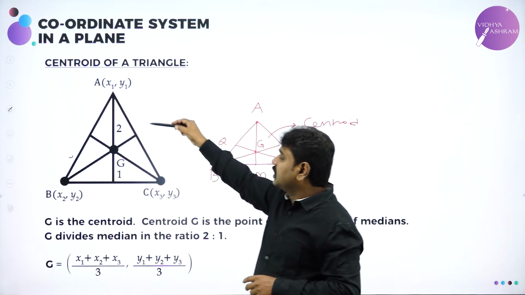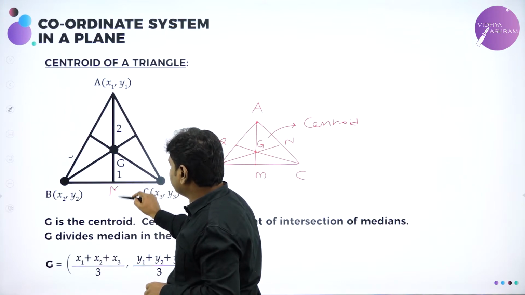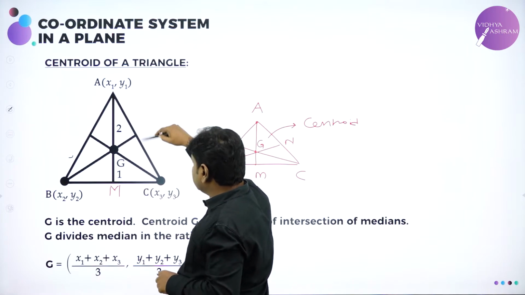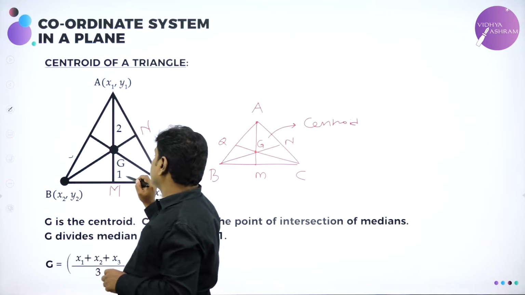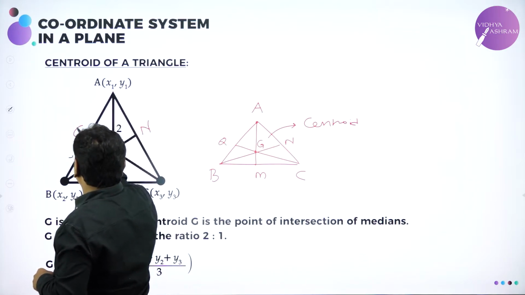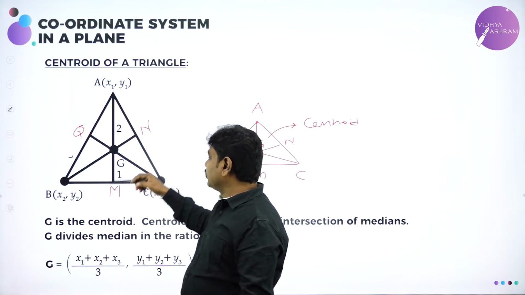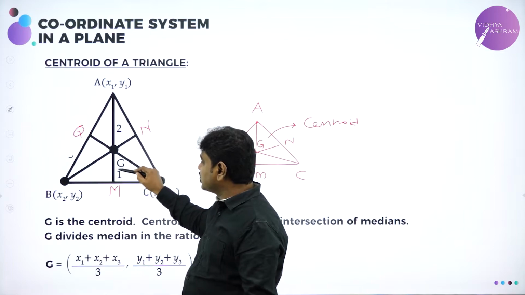So now here A to BC we have drawn a median. I named it as AM. And B to AC I will draw a median. I name it as BN. And C to AB I will draw. So now in the diagram AM, BN, CQ are medians. They are cutting at a point. That point we call as centroid.